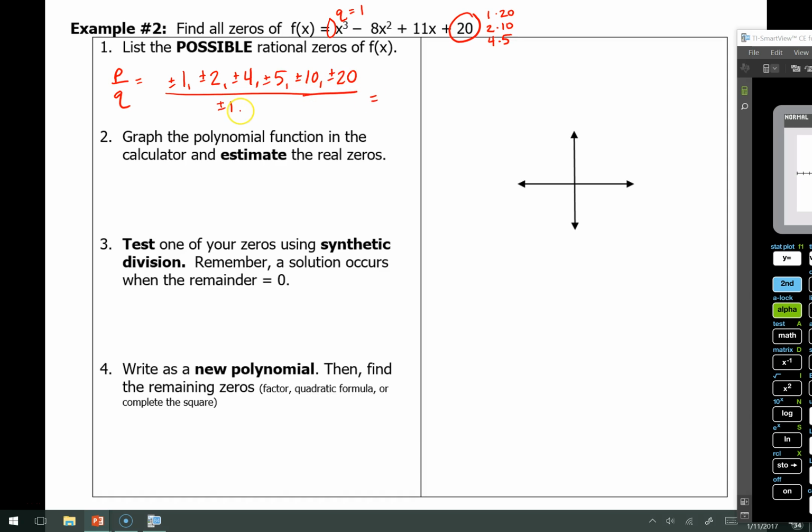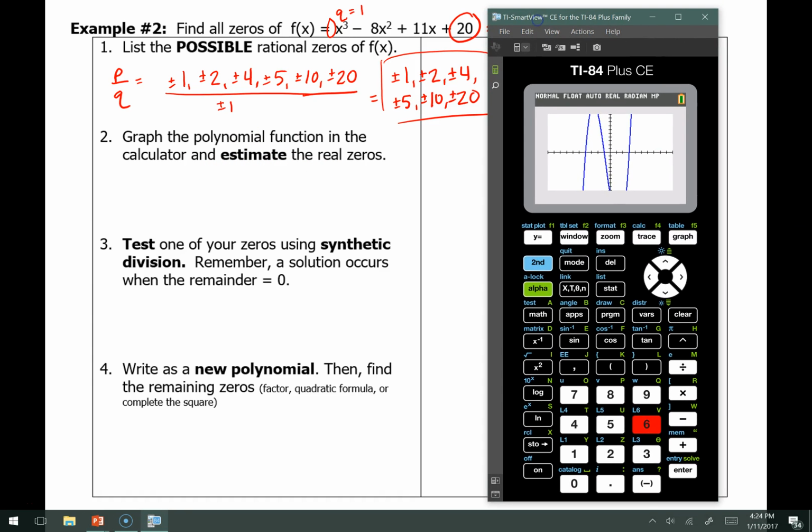Simplifying that, I'm dividing by 1, so I can just write those out as those numerators. Okay, so I have all of my possibilities here. Rather than checking all of them with synthetic division, let's graph in the calculator and estimate using that rough sketch.